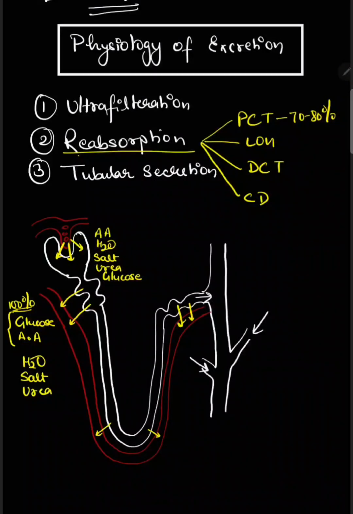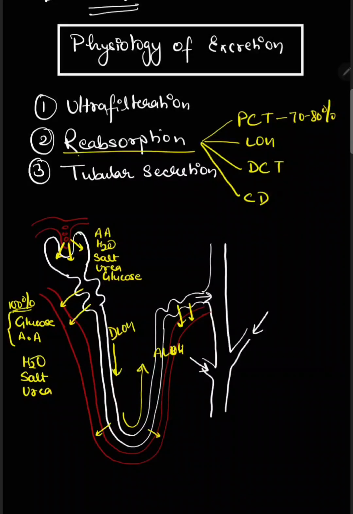In the starting itself, whatever the body needs, it will take. Now in the loop of Henle, this one, it's going down. When we trace it, it is going down, and from here it will go up like this. So this is called the descending limb of loop of Henle, and this is called the ascending limb of loop of Henle, because it is going down and it is going upwards.